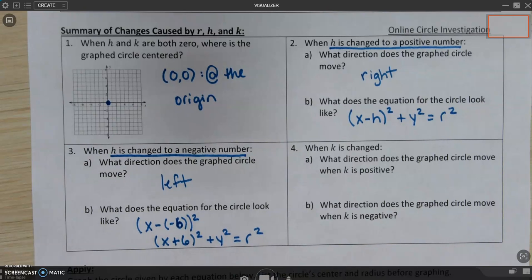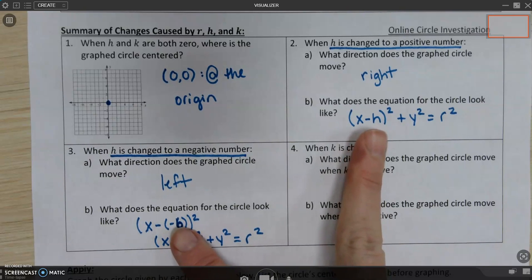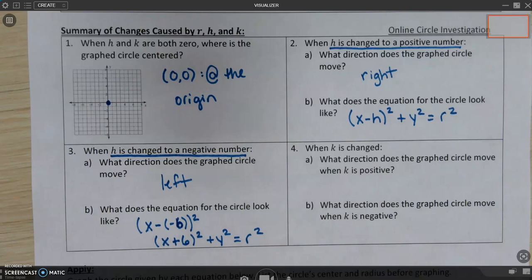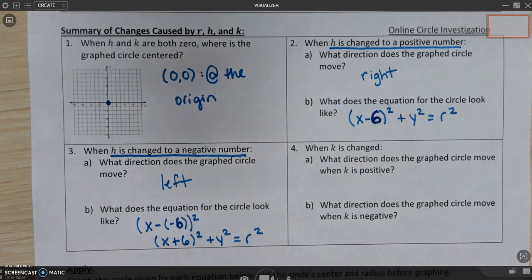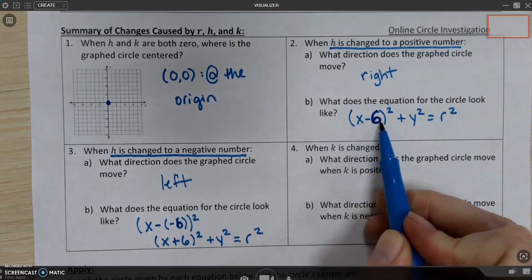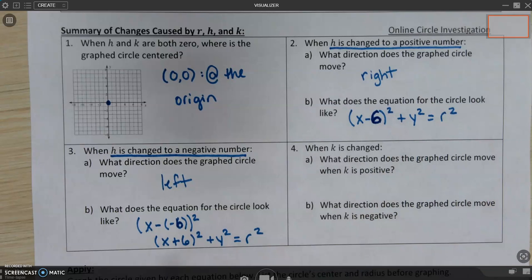Okay, we'll do more work with that opposite thing that we're seeing when you're in class tomorrow. If that's confusing, don't worry, we'll do some more work with that. But when we move 6 to the right, it looks like x minus 6 squared in the equation. When we move 6 to the left, it looked like x plus 6 squared in the equation.